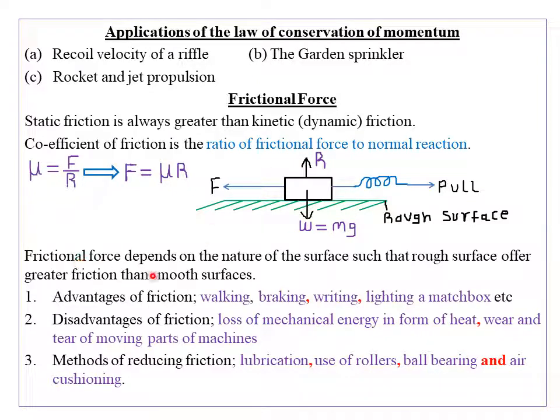Then frictional force also depends on the nature of the surface, such that rough surfaces will always offer greater frictional force than smooth surfaces. Actually, smoothing the surface is one of the ways of reducing friction, as we'll see later. Then advantages of friction, or what we call the uses of friction.